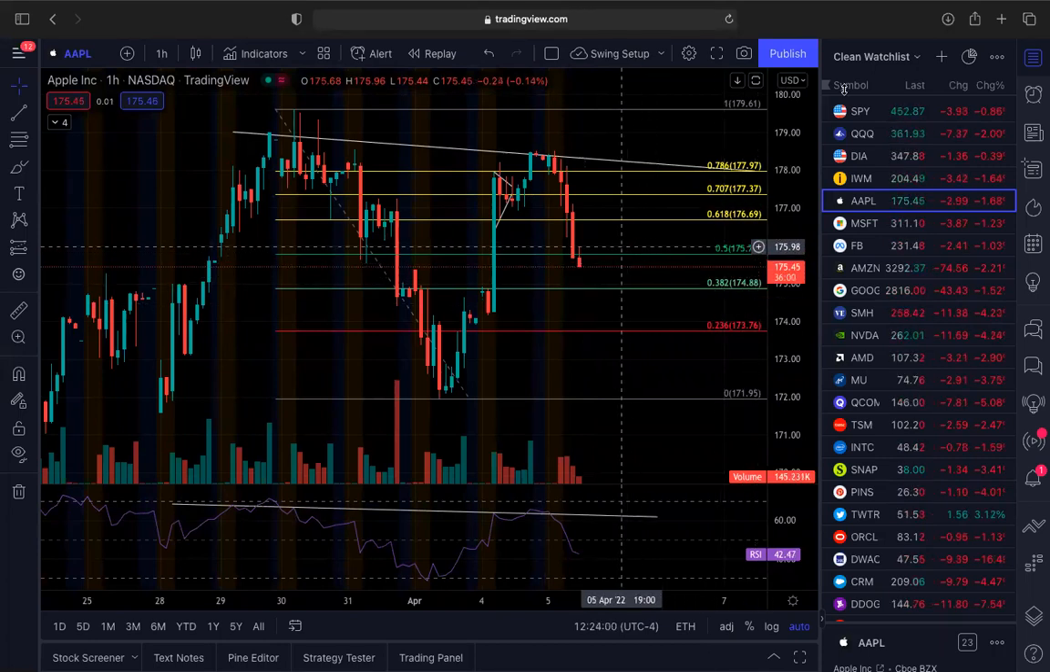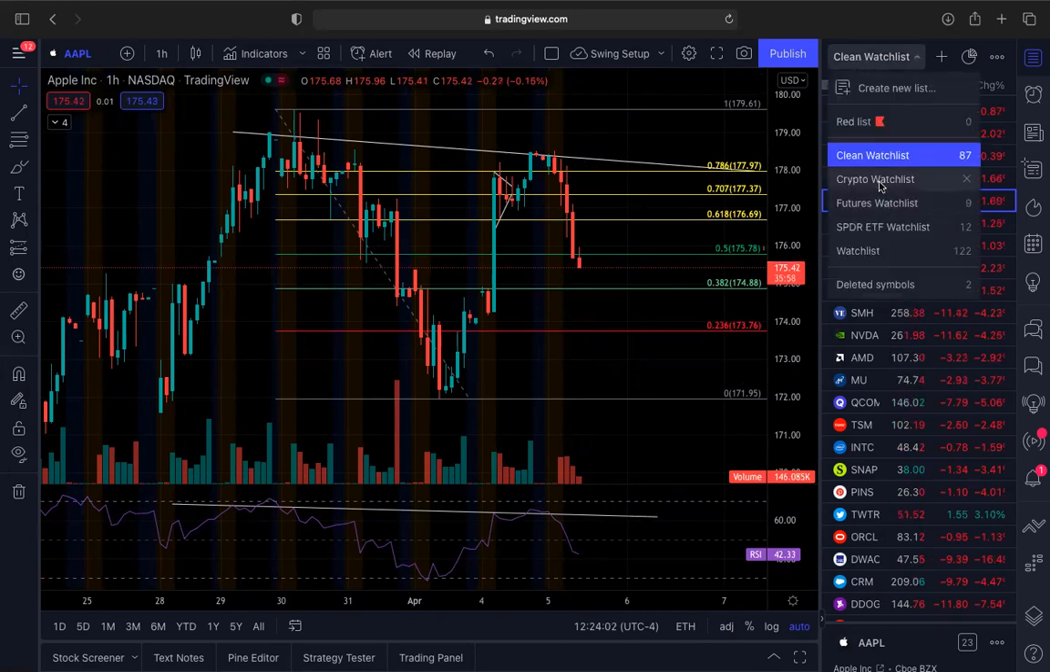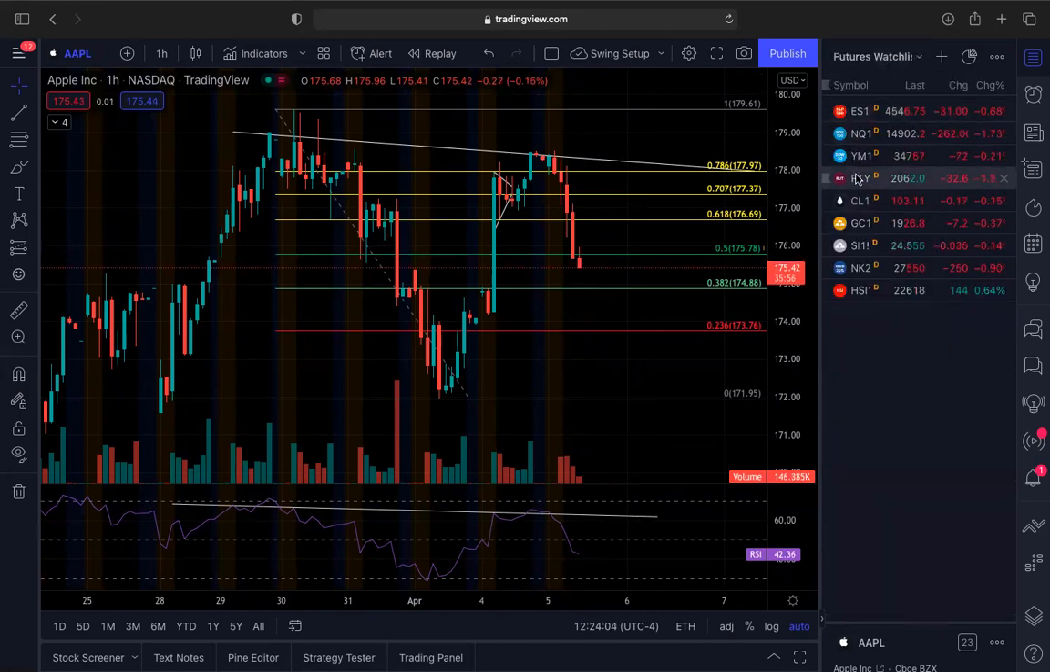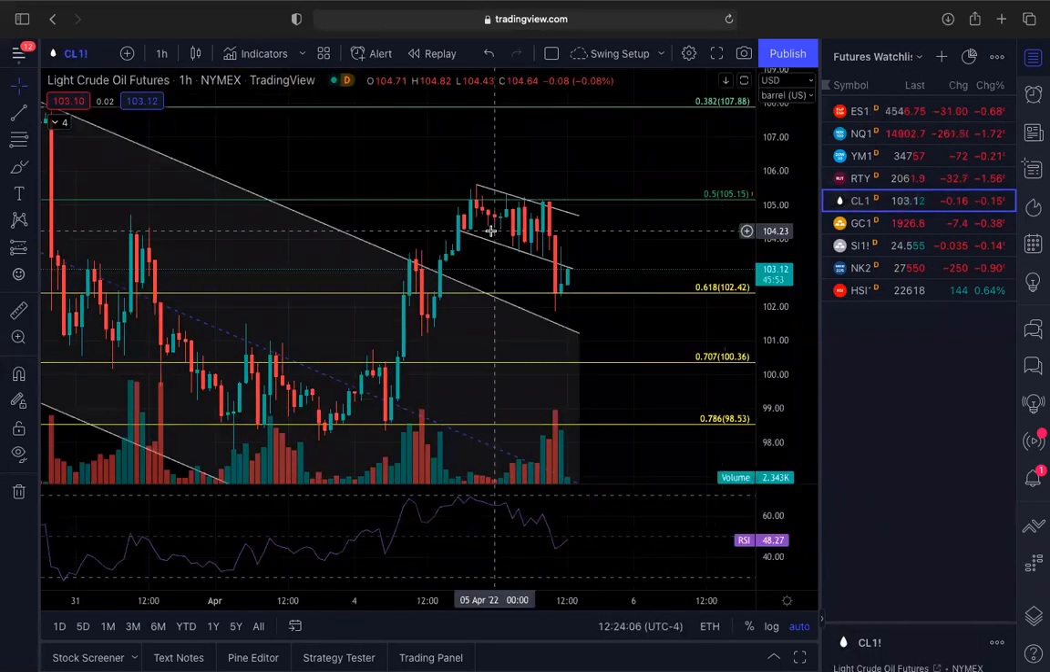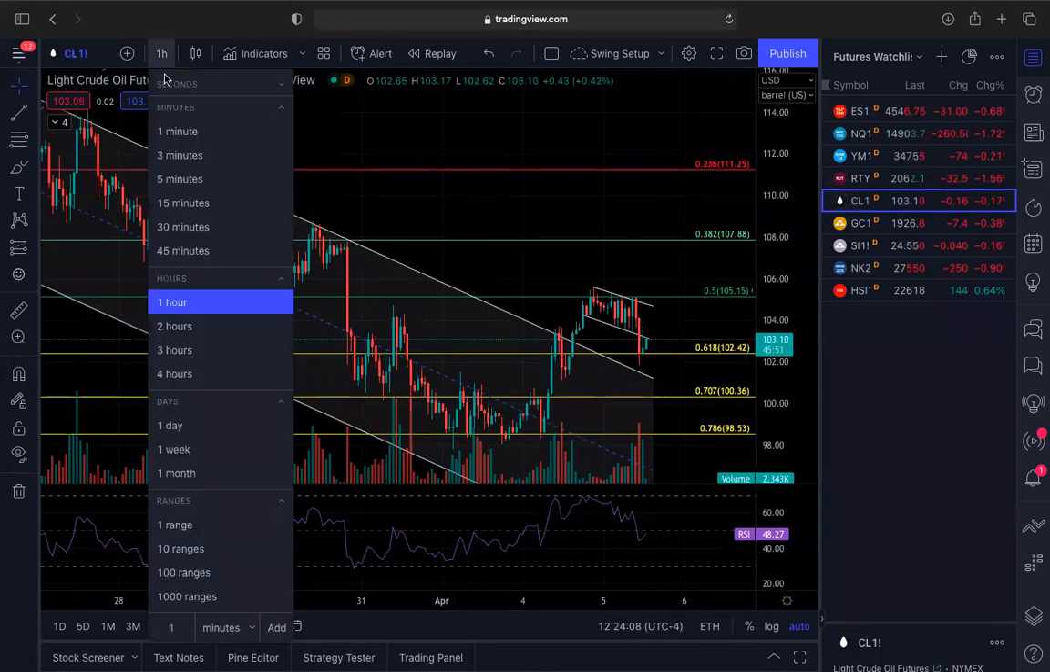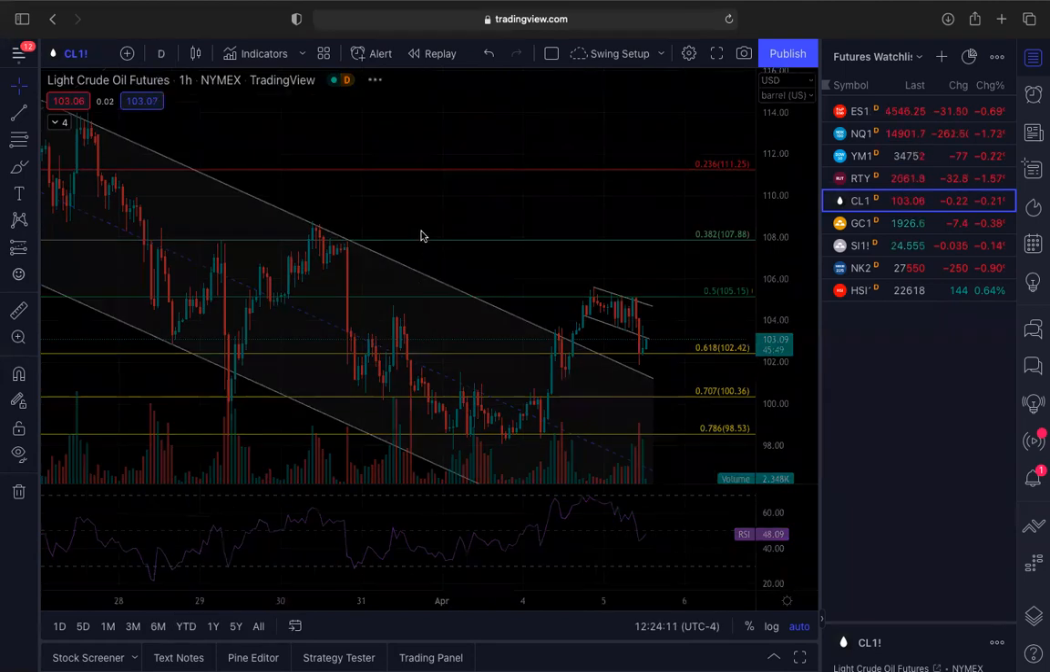Okay, so now I want to flip to oil because this is where I'm going to demonstrate the long golden pocket. The long golden pocket has been hard to come by recently. I'm not going to sugarcoat it because of the conditions that we've been in.